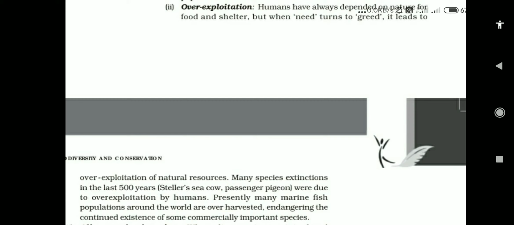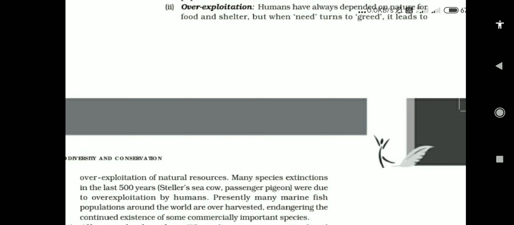Similarly, many marine fish populations around the world are over-harvested, endangering and leading to the continuous extinction of some commonly important species. So there is pressure on aquatic life also, because the population is increasing, and due to the increasing population we require more food and more shelter, and for that purpose we have started killing animals and destroying plants and wildlife. So this is over exploitation.